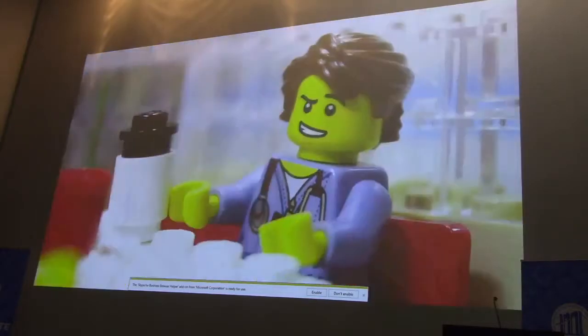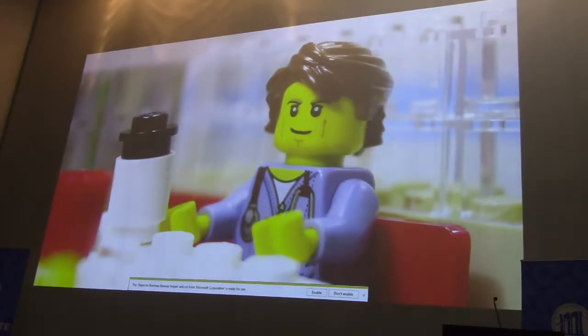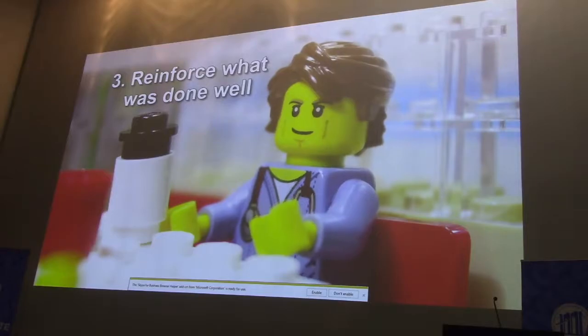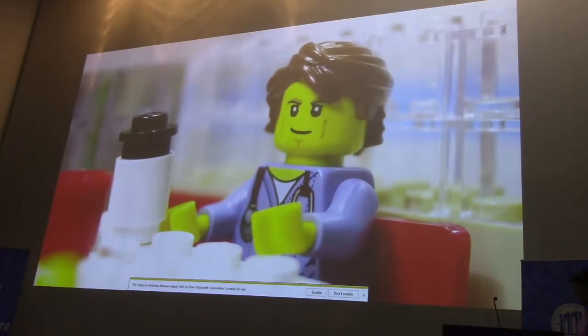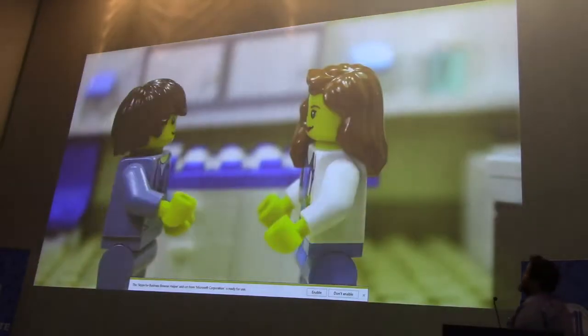Okay, what's next? We're almost done, and the next 2 steps are linked. Step 3 is reinforce what was done well. Pick 1 or 2 things the student did right and let them know they did well.